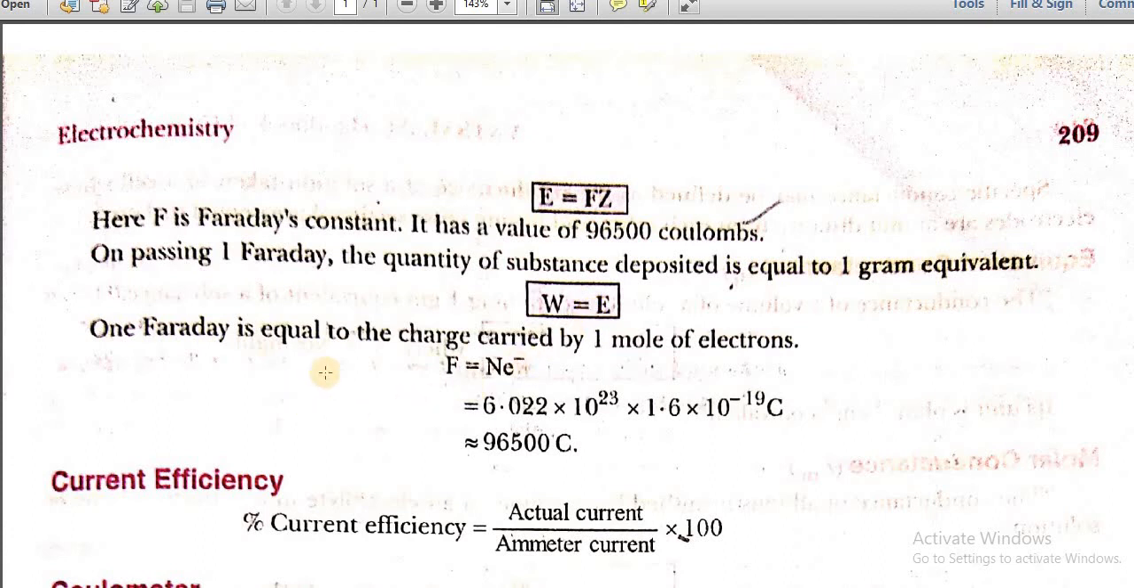Fine. Now there is a relation between the Faraday, Avogadro's number and the charge of an electron, which is given by the relation F equals N into e minus. From this we can calculate the Faraday's value. Say for example, Avogadro's number 6.023 into 10 to the power 23 into the charge of an electron 1.6 into 10 to the power minus 19 coulomb. So it will come as nearly equal to 96500 coulomb, which is the value for Faraday's constant.